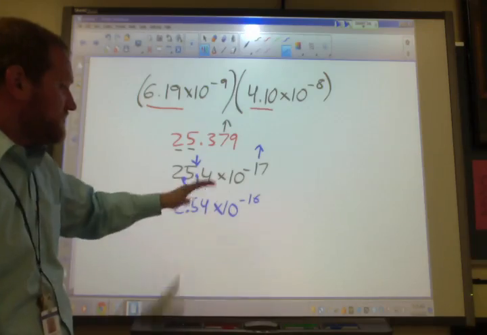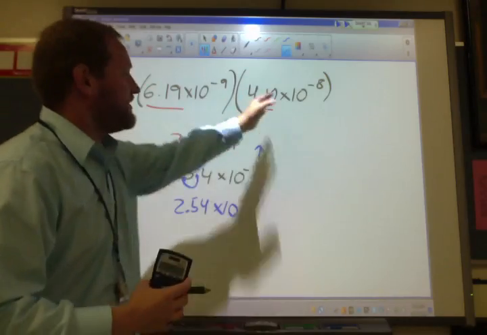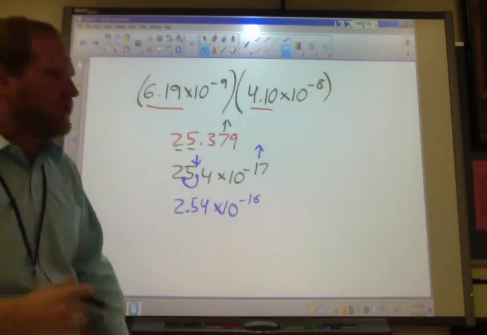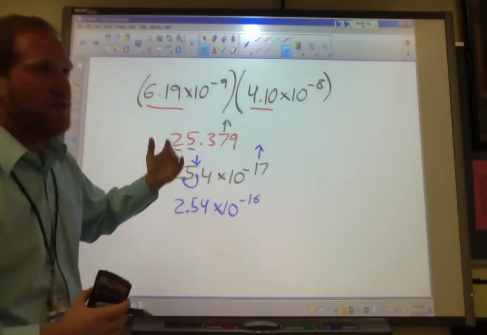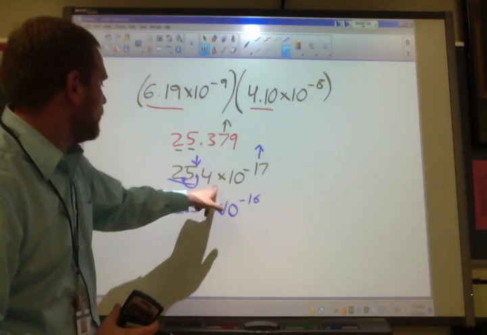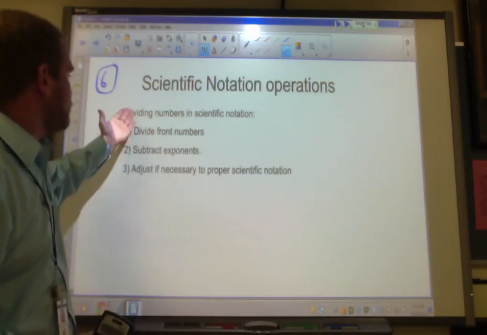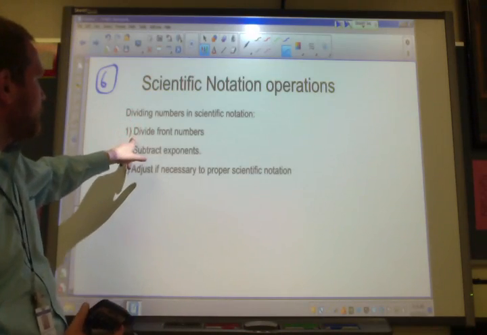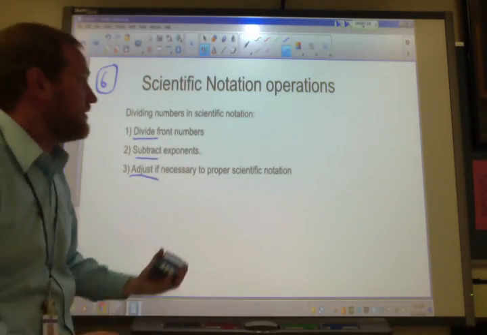And if I were to work this out later in the year with a calculator, if I were to plug these in, I would just be thinking in my head, the number should look something like negative 17. And this is close. And it would be negative 17 if this weren't 25.4. Division, it's similar. You divide your front numbers, you subtract your exponents, and then you adjust if necessary.